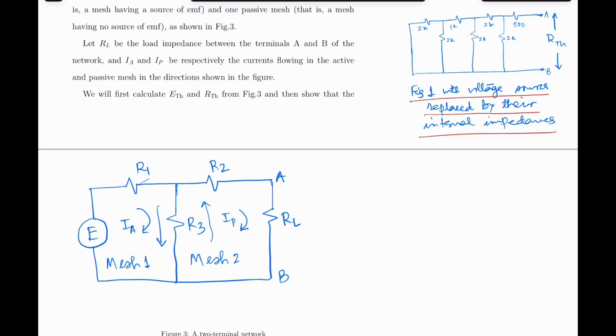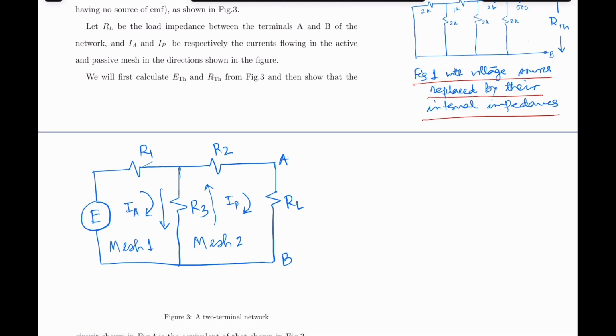The circuit shown in this figure has 2 different loops. This is mesh 1 and this is mesh 2. The current in mesh 1 is IA and the current in mesh 2 is denoted by IP. We call this current IA because this is the loop in which we have a voltage source. So this loop is the active loop. This mesh is the active loop, so we denote the current as IA.